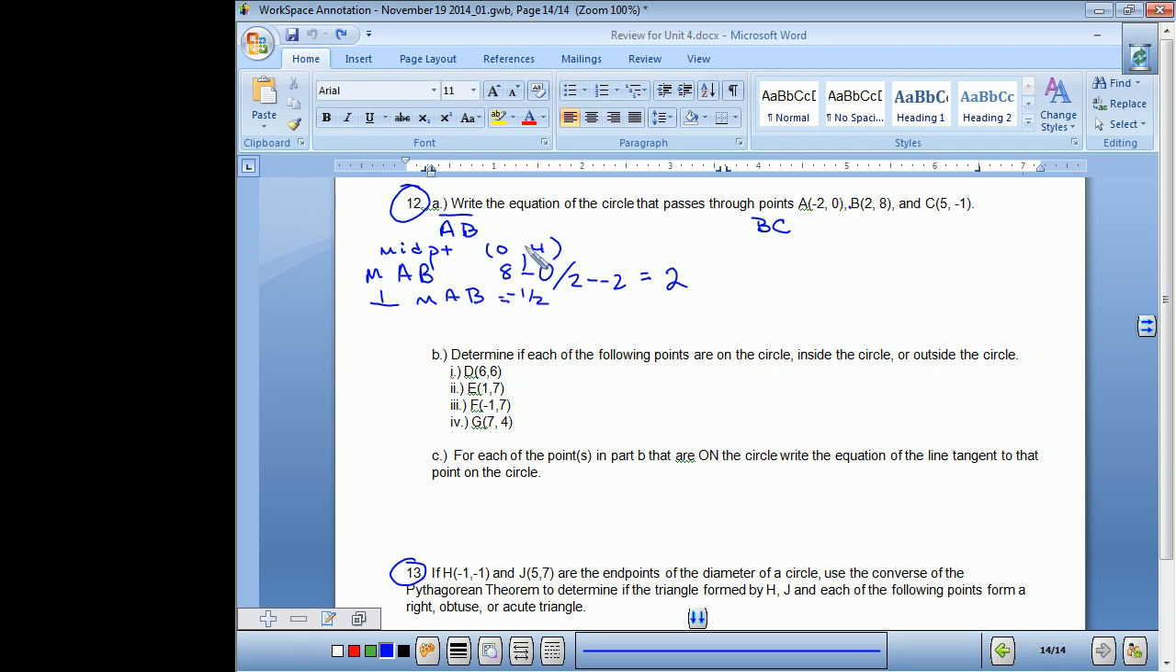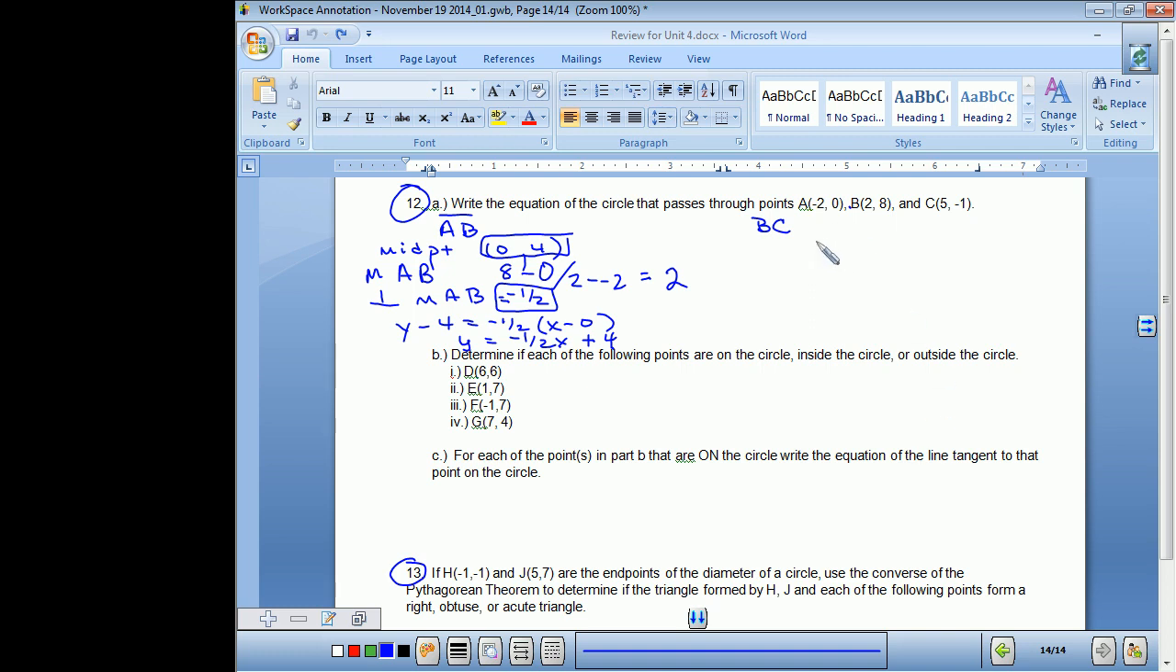So now we have the equation for that perpendicular bisector because we know a point it passes through and we know its slope. When we know a point and a slope, we use point slope. And if we put this in slope-intercept form, we get y equals negative 1/2 x plus 4. Okay, so we did that for AB. Now we go through the same steps for BC.